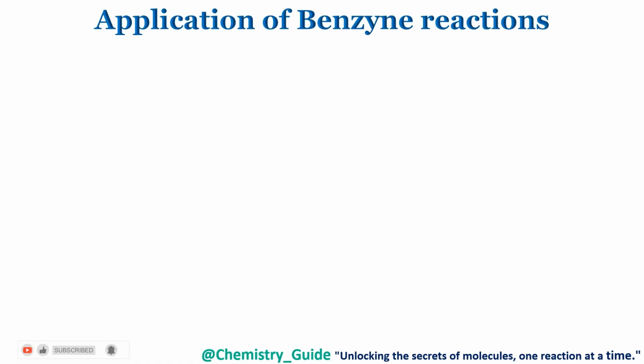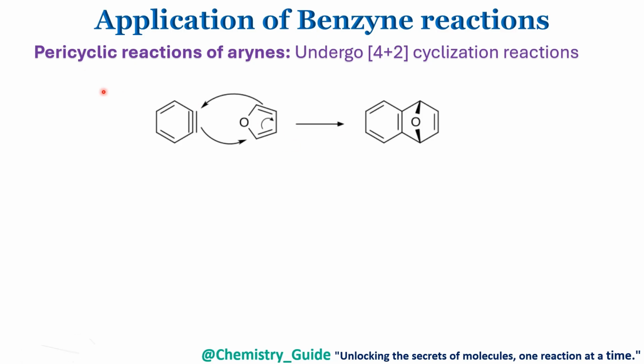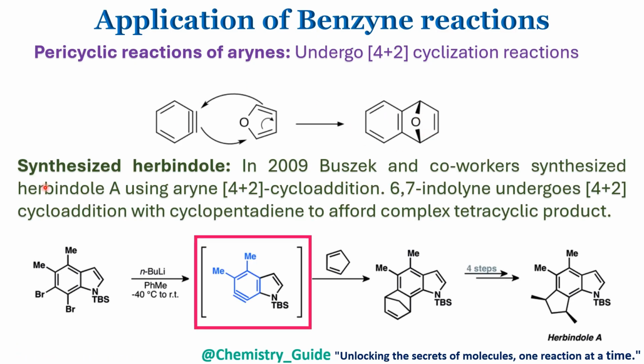Let us see the applications of the benzyne reaction. This is the first example and a classical pericyclic reaction of aryne, where it undergoes a 2 plus 2 cycloaddition reaction. This is a benzyne which reacts with furan to generate the new derivative. Another interesting example is the synthesis of herbindole. This was reported in 2009 by Buszek and co-workers. In this reaction, the benzyne is generated from the indole derivative, and this is reacted with cyclopentadiene to generate the intermediate. Upon a sequence of reactions, decyclation, the herbindole is generated.